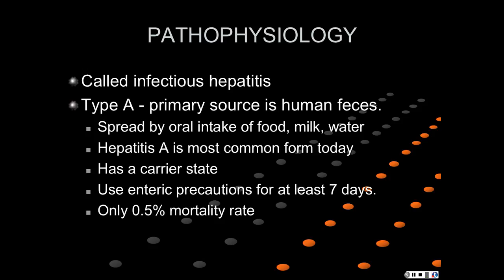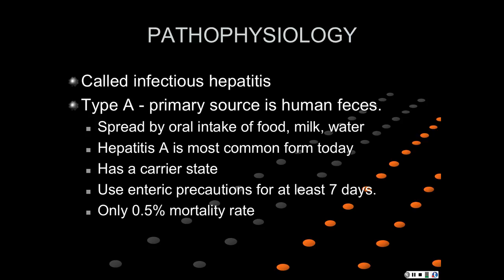Okay, type A. Once you see type A, it's infectious, and the primary source is contamination with human feces. So if it's human feces, its transmission is through the oral-fecal route, right? It's spread by oral intake of either food, milk, or water that is contaminated. Hepatitis A is the most common form today.